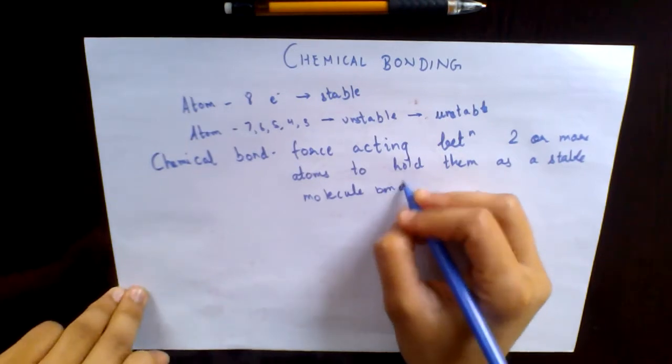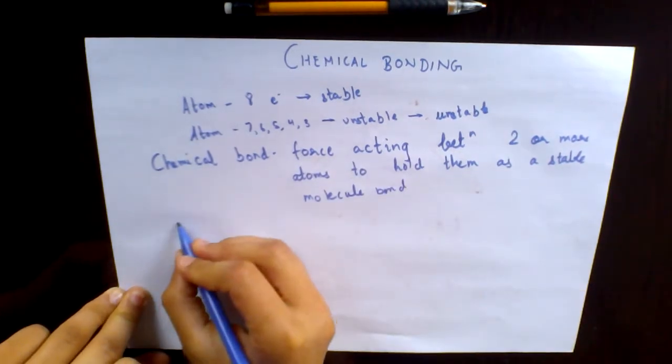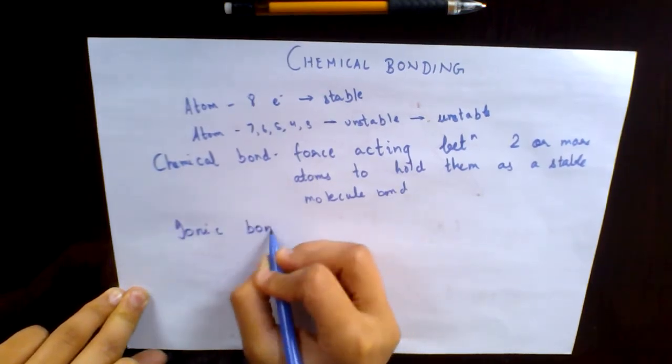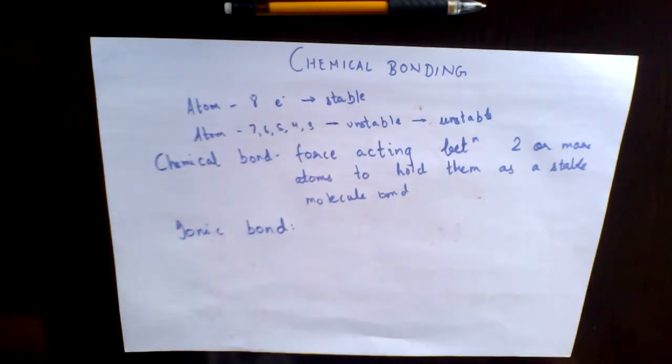Now, the first example of a chemical bond we'll be taking is the ionic bond. So what is the ionic bond? An ionic bond is formed by the complete transference of electrons. This is not the example in which you share electrons. It is formed by the complete transference of electrons.